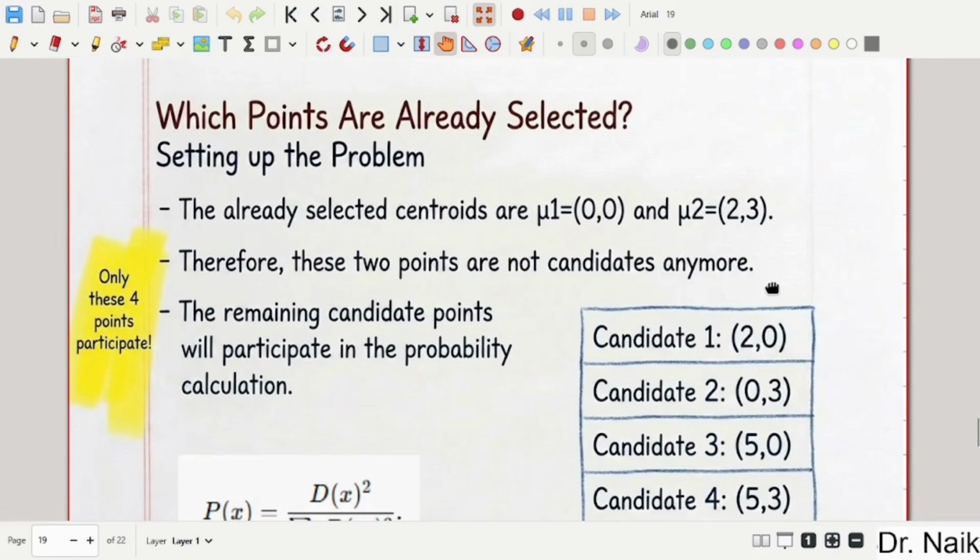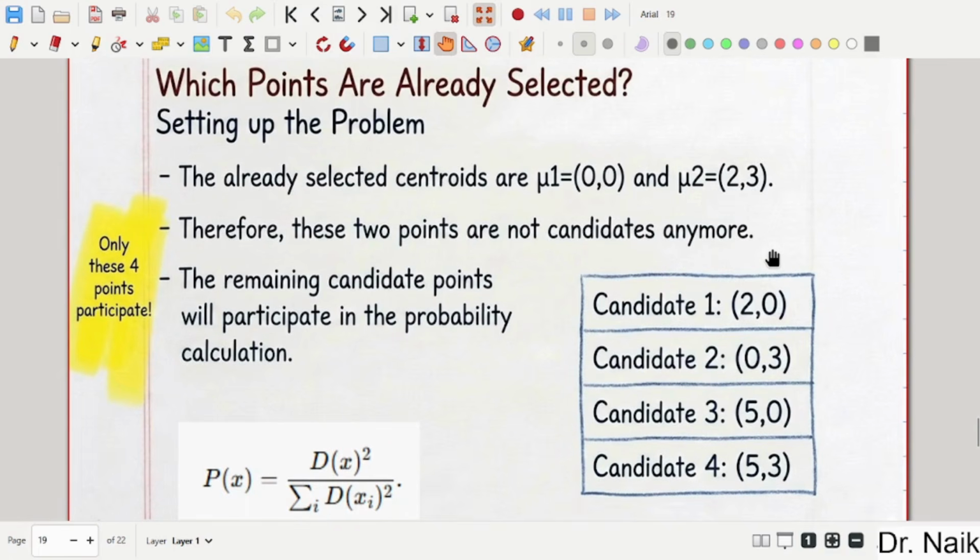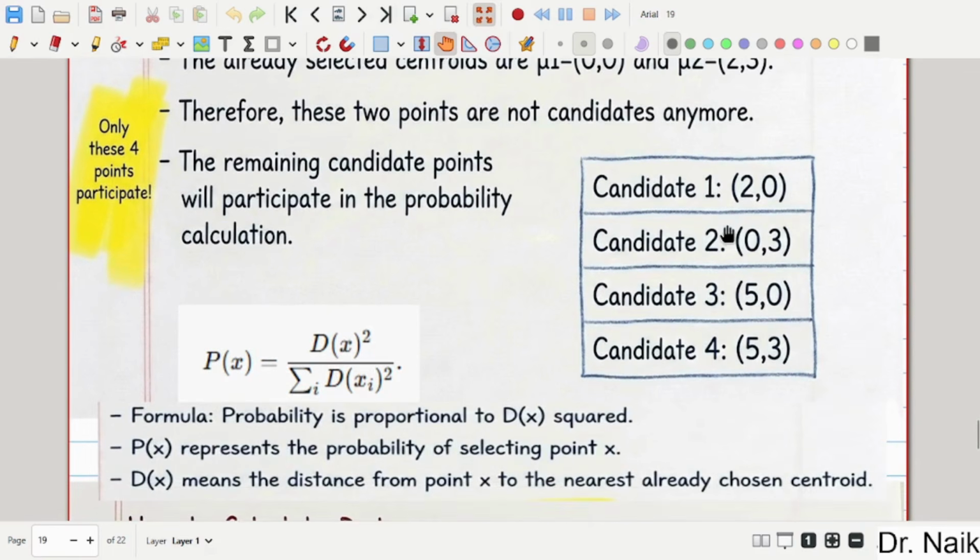Which points are already selected? In our question, mu1 is equal to (0, 0) and mu2 is equal to (2, 3). So these 2 points are already selected as centroids. Therefore, these 2 points are not candidates anymore. The remaining candidate points will participate in the probability calculations. So the remaining points are (2, 0), (0, 3), (5, 0) and (5, 3).